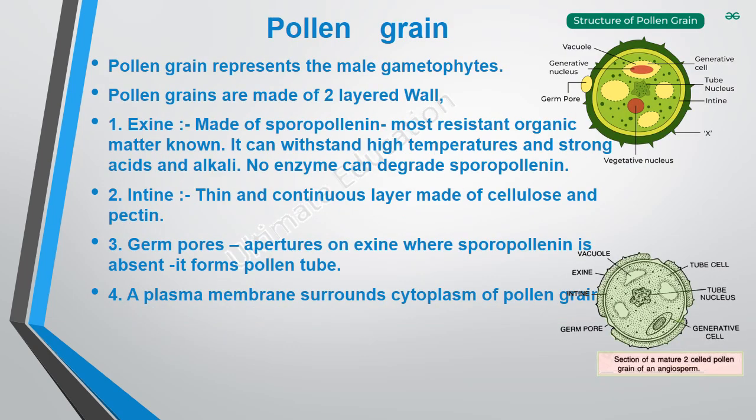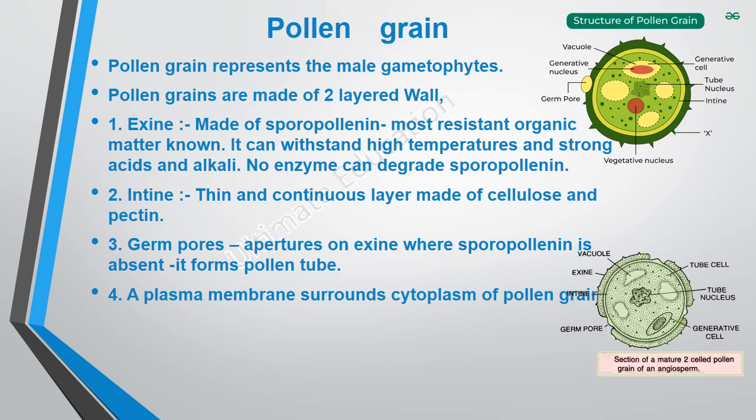Now about the pollen grain. The pollen grain represents the male gametophyte, the main gamete which is responsible for the fertilization process. The pollen grains are made of a two-layered wall. First, exine. It is made of sporopollenin, which is the most resistant organic matter. It can withstand high temperature and strong acid and alkali. No enzyme can degrade sporopollenin.